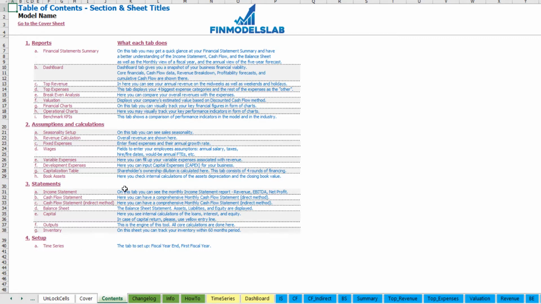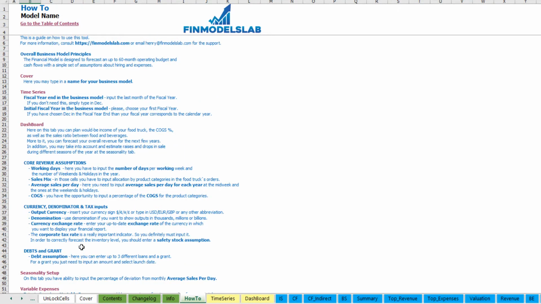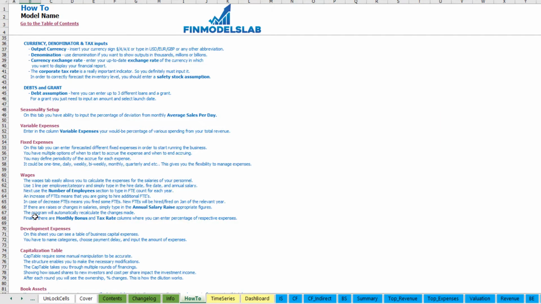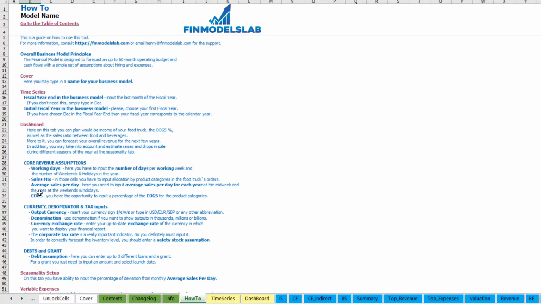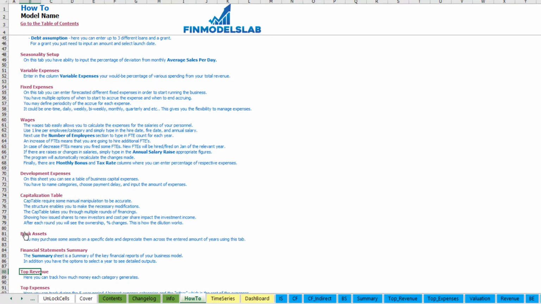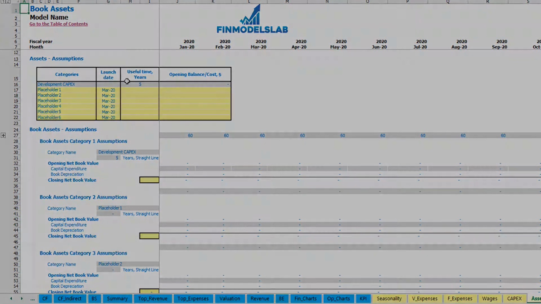There is a short explanation about what each tab does, but if you want to know more, you can go to How To and see a more detailed explanation of what each tab does and what inputs and outputs you may find on each sheet. Any header of this section is also clickable, so you may click on, for example, Book Assets and you go directly to this tab.